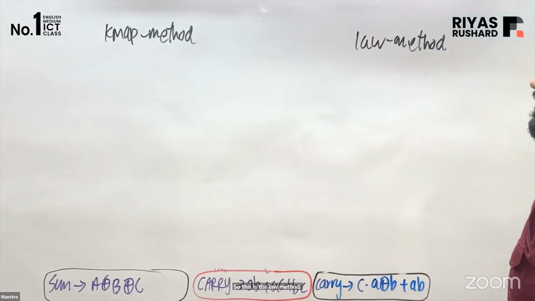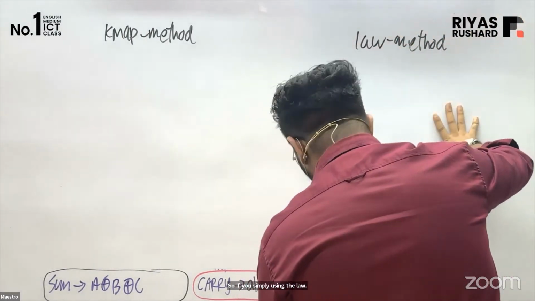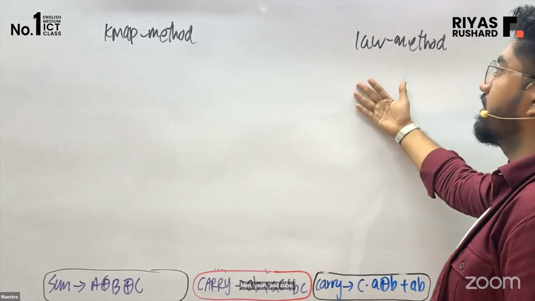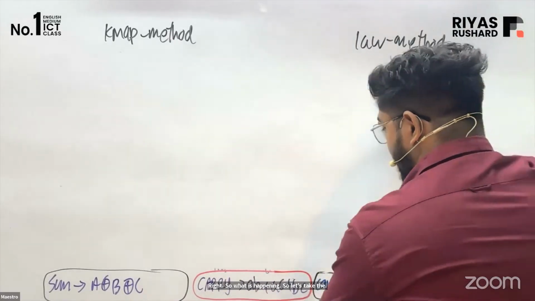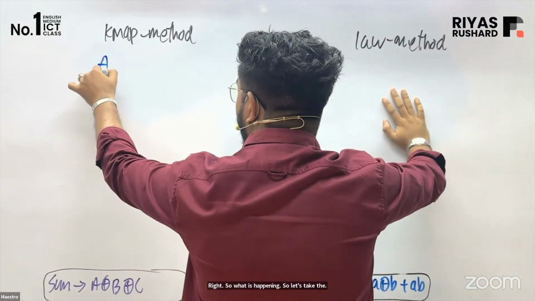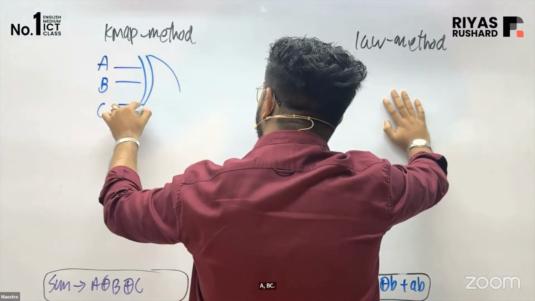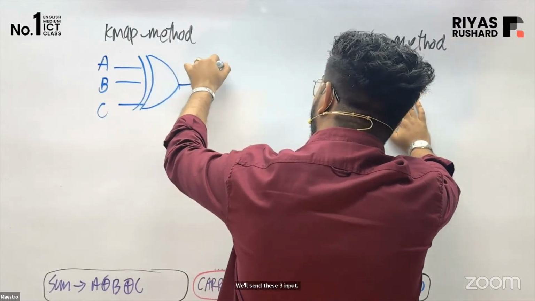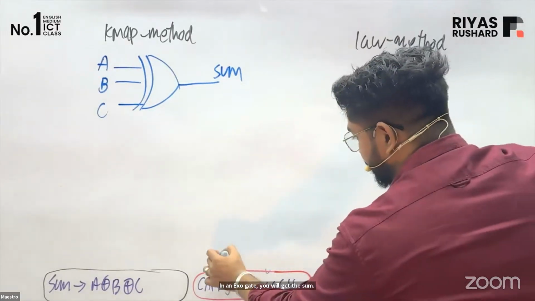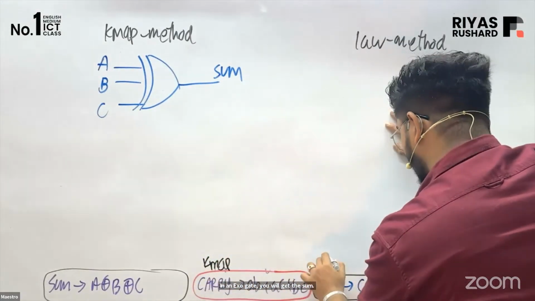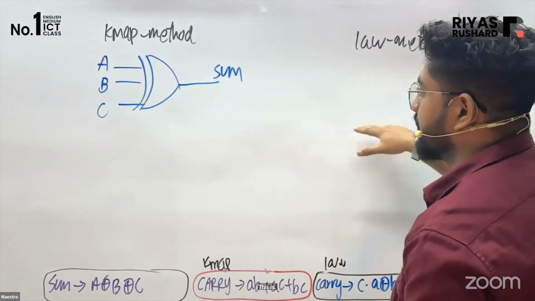So if you simplify using the laws, min and K-map. So let's take the K-map method. A, B, C, we'll send these 3 inputs into an XOR gate, and you will get the sum. This is the K-map method. This is the law method. So in the K-map: A, B, A, C, B, C.